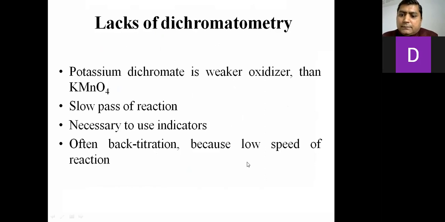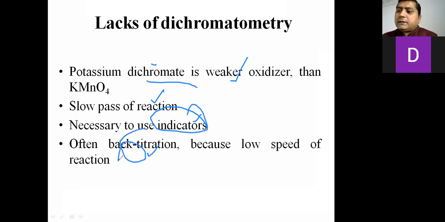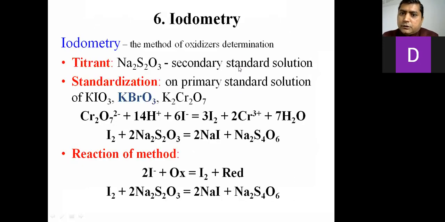Disadvantages: dichromate is a weak oxidizing agent, whereas potassium permanganate is a strong oxidizing agent. The reaction is slow, and the use of an indicator is necessary. With potassium permanganate no indicator is needed, as it acts as its own indicator, but here we require an indicator. Often back titration is required in dichromate, while with potassium permanganate no back titration is required. So these are the reactions that we discussed.